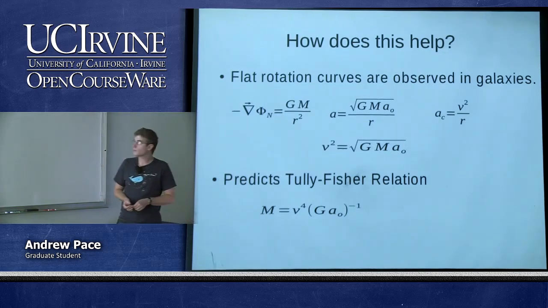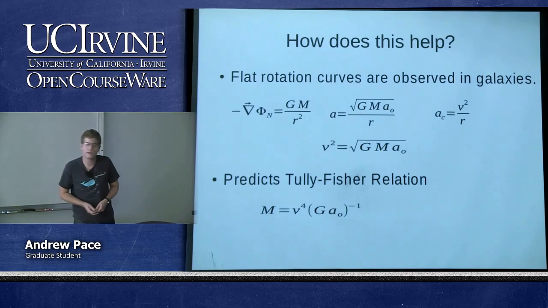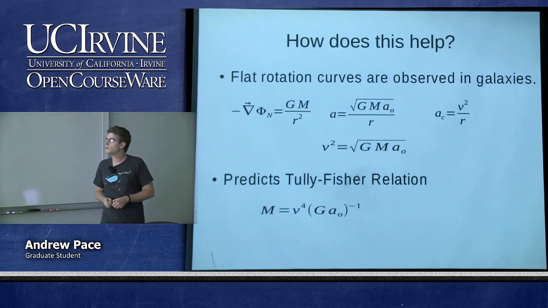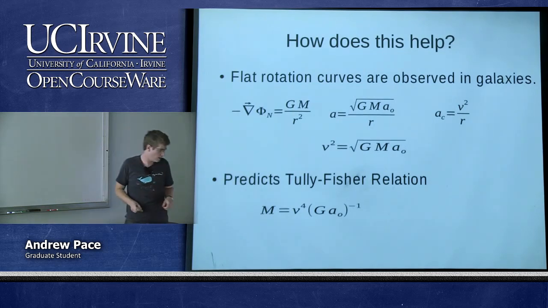So that velocity is an average velocity? I think it's usually your velocity at large radii. Yeah, I think that's usually how it's defined.